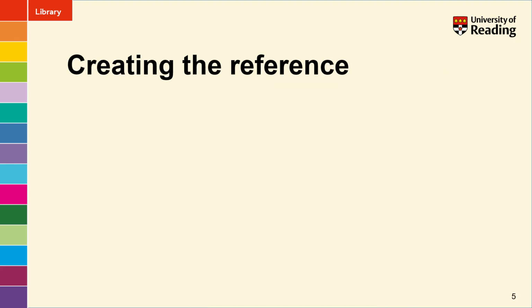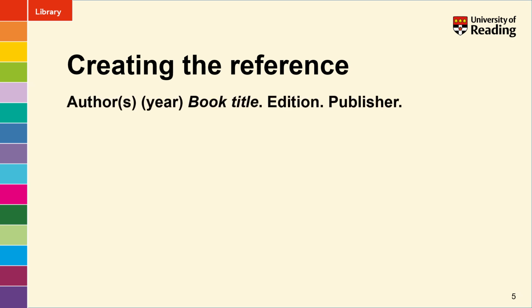Once you have all the required information to provide a full reference, you need to put that information in the correct order according to the referencing style your department uses. Many departments at the university use the Cite Them Right Harvard referencing style, and the following examples use this style. In your reference list, this style requires the author or authors to be named first, followed by the date in brackets. Next comes the title of the book, which is in italics, then the edition if it's a second edition or higher, and the publisher's name.